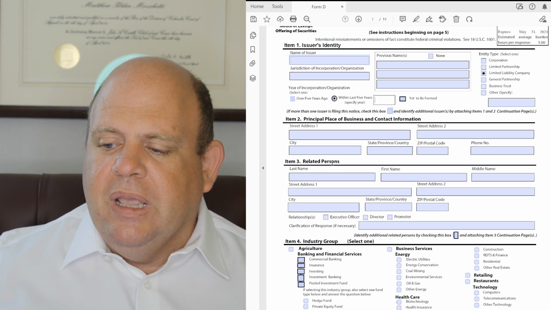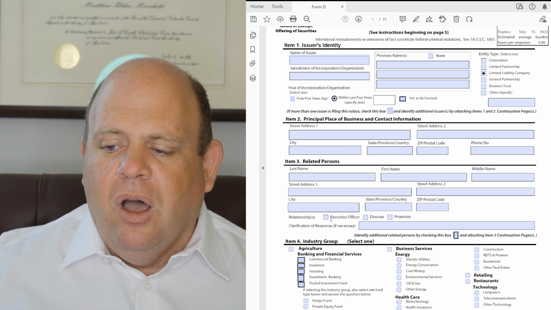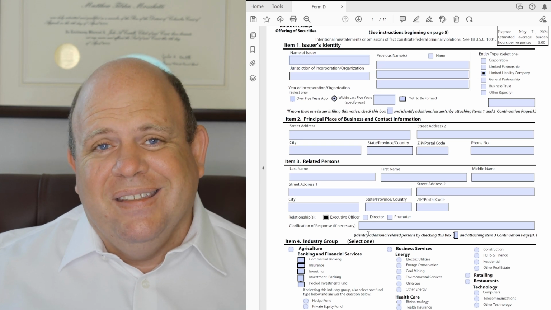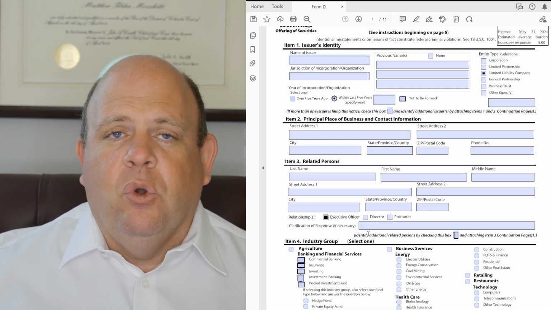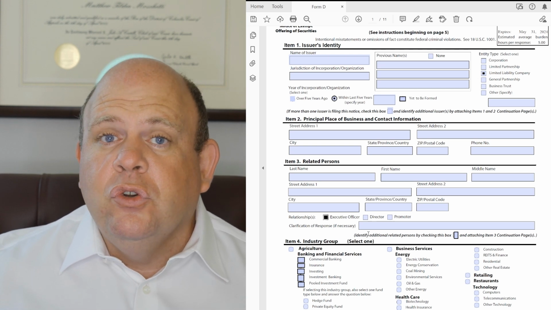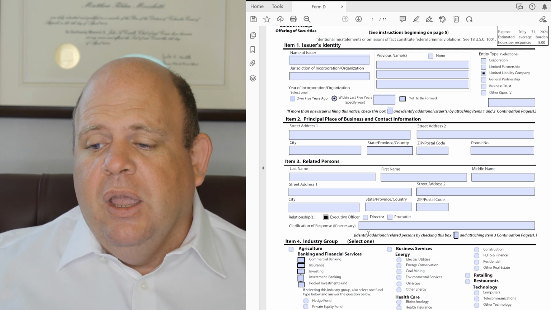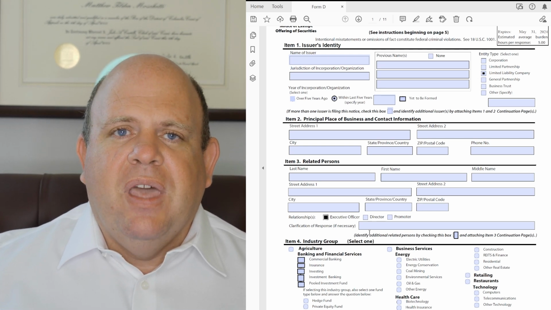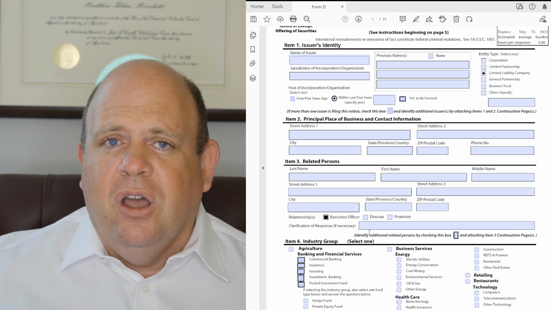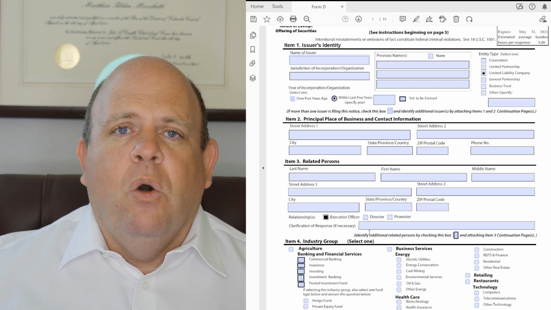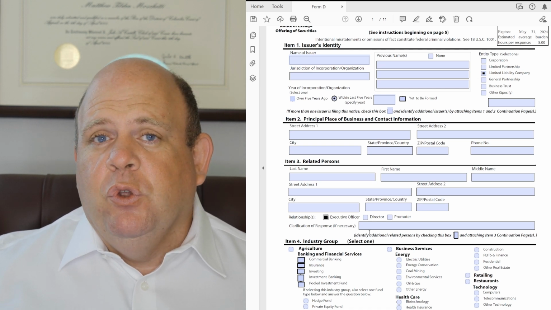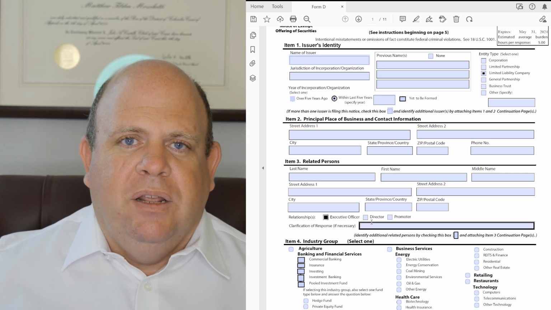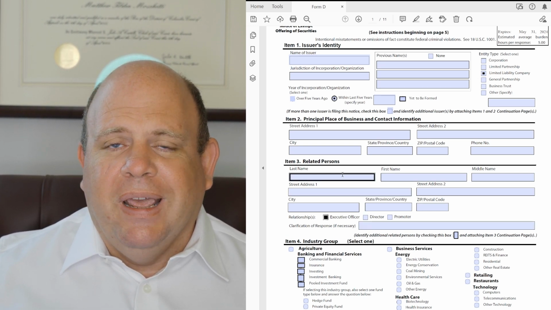Item 3, this is the related persons. Now this is where 99.9% of the time I'm looking for who's going to be the executive officer that's going to be involved. Now the executive officer could be the manager of an LLC, or it could be the manager of the LLC. It's that person who's probably the key contact, the key decision maker. One person is identified. If you're doing it as part of a team, there might be more than one, but we only need for this form one person identified.